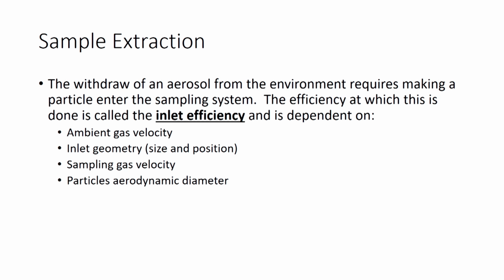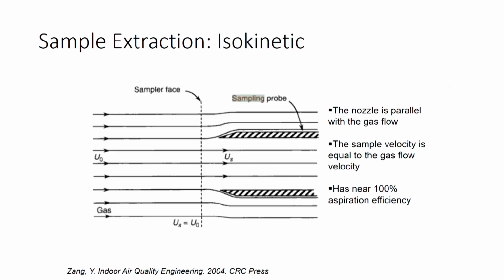It depends on the ambient gas velocity, then the inlet geometry, which is very important, the size of the inlet and its position, the sampling gas velocity, and the particle aerodynamic diameter. There are two velocities: ambient gas velocity, which means the wind speed itself, and sampling gas velocity, which means the velocity inside. So sampler extraction becomes very important.